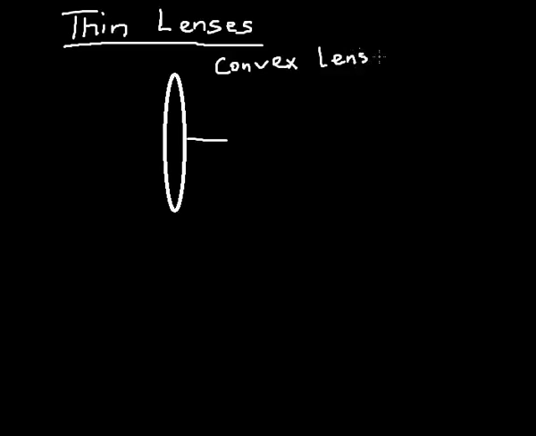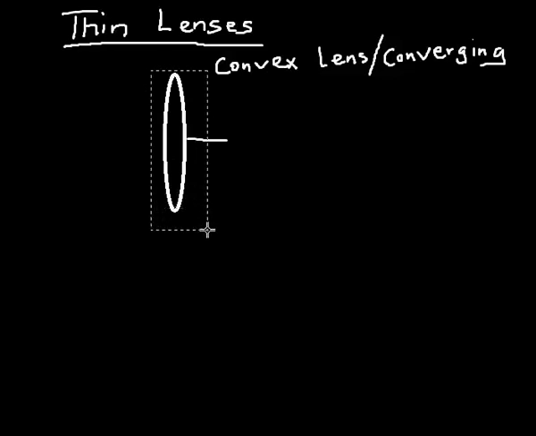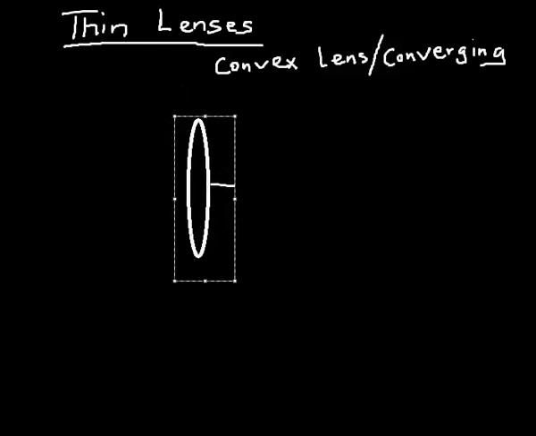Now it happens that a convex lens is converging in nature. It's also known as a convergent lens. Now already you know why it is called a convex lens. Why? Because a lens has a refracting surface, since a lens only refracts light. It only changes the direction of light. It doesn't reflect it.